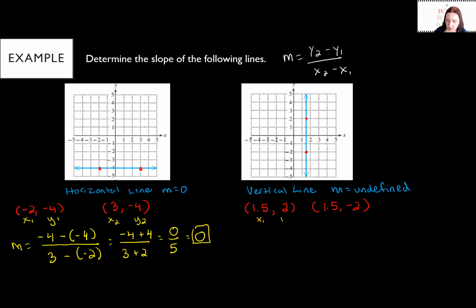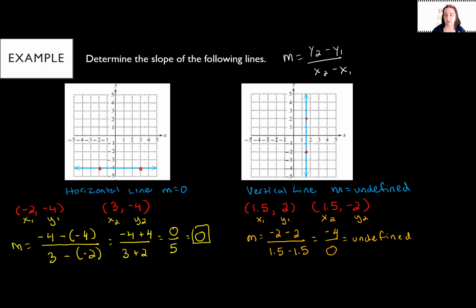And so I've got x1, y1, x2, y2. So our slope m equals y2, so it's -2, minus y1, so that's 2. And then x2, which is 1.5, minus x1, which is also 1.5. So -2 minus 2 is a -4. 1.5 minus 1.5 is 0. And see, this is where we're dividing by 0, because the change in x basically canceled, and dividing by 0 is undefined. So that's why your slope is undefined here for vertical lines.